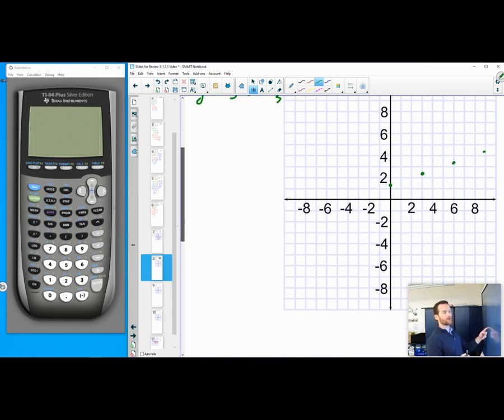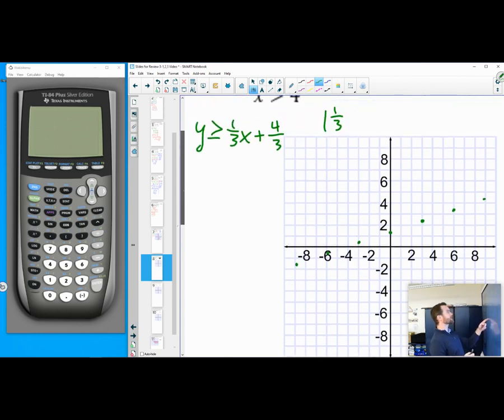In the opposite direction, we go down 1 and left 3. So if I go down 1, that puts us right there. Then left 1, 2, 3. Down 1, left 1, 2, 3, down 1, left 1, 2, 3.